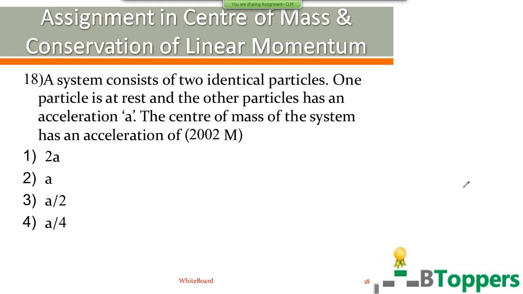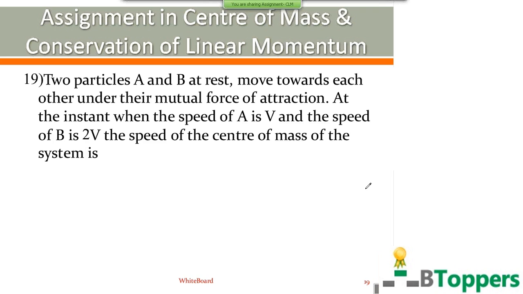So I am going to discuss the next question. Question number 19. This I have discussed in one of the special cases. Two particles A and B at rest move towards each other under their mutual force of attraction. At the instant when the speed of A is V, the speed of B is 2V, what is the speed of the center of mass of the system?